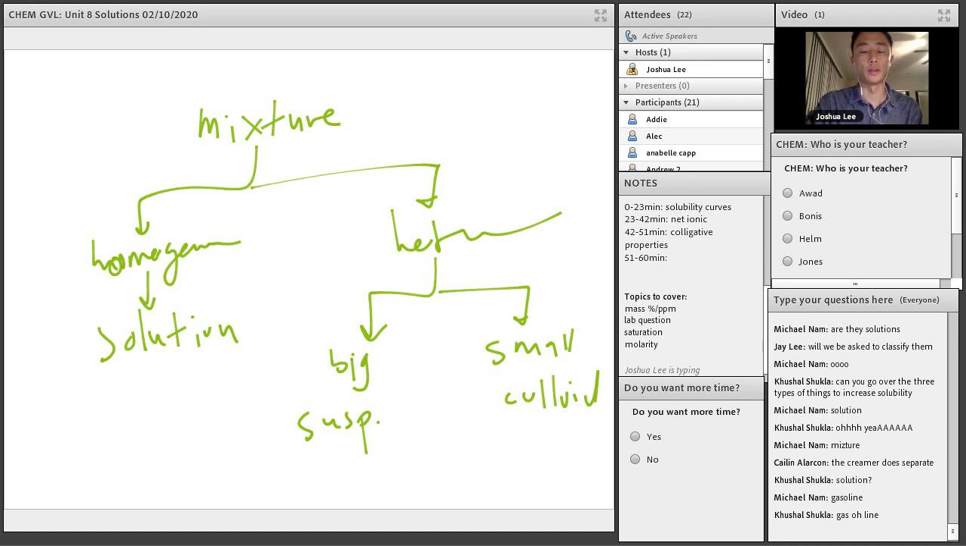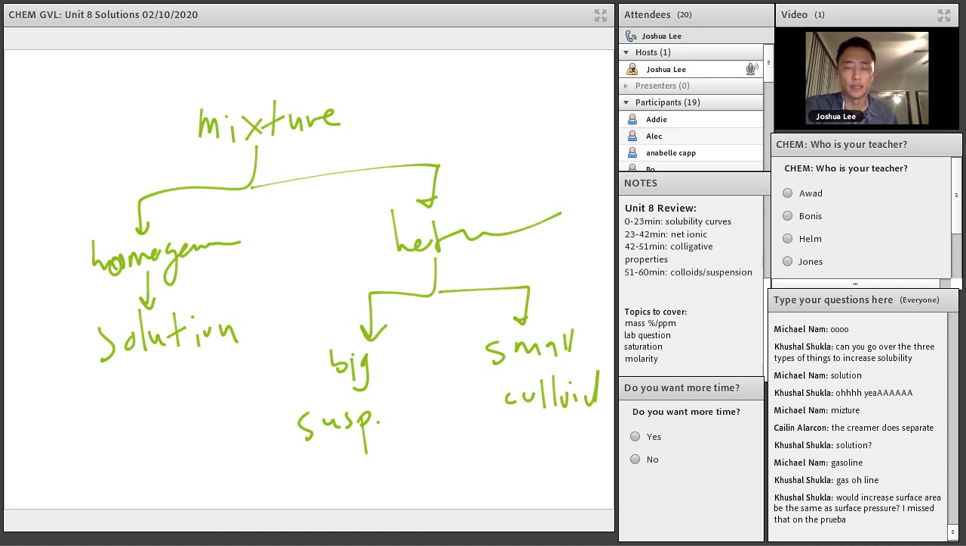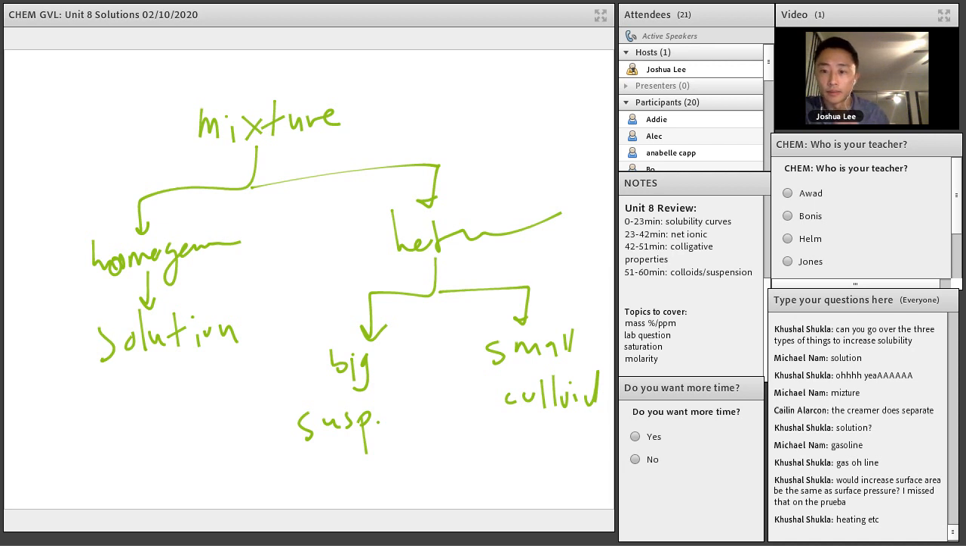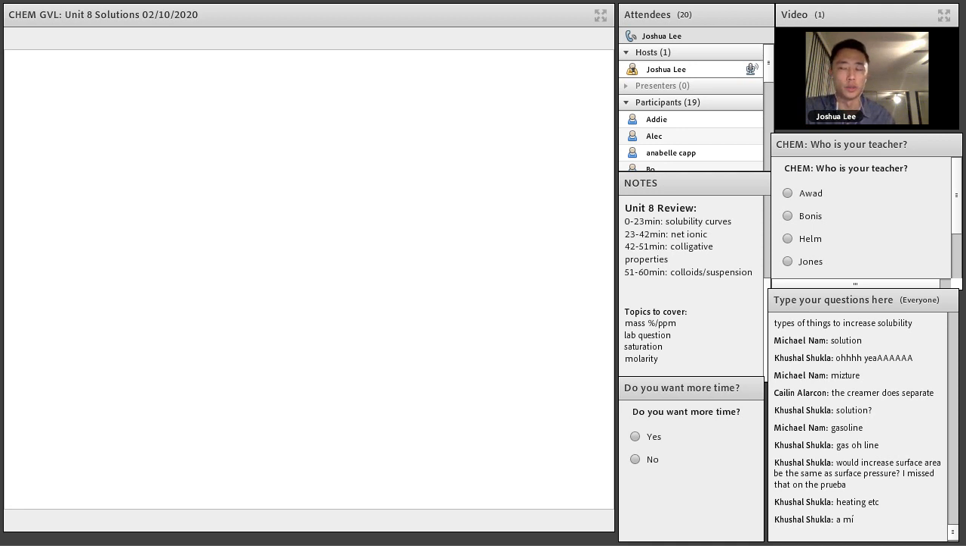We talked about colloids and suspensions. Saturation. The question was about saturation, like, what helps to increase saturation? Who asked this? Would increased surface area be the same effect as surface pressure? I missed that on the quiz. I feel like the quiz was more so talking about.